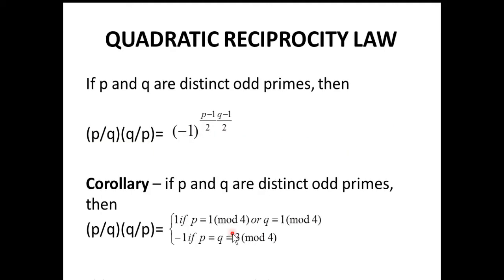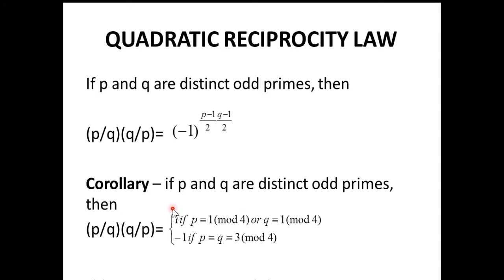Next we have the quadratic reciprocity law. So if we take the Legendre symbols (p/q) and (q/p), how are they related? This is given here. If p and q are distinct odd primes, then the product of these two Legendre symbols, (p/q) times (q/p), is equal to (-1) to the power (p-1)/2 times (q-1)/2.